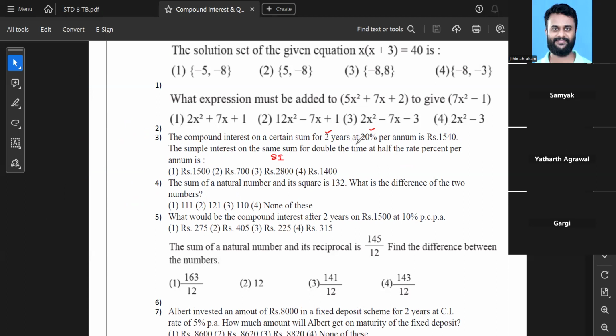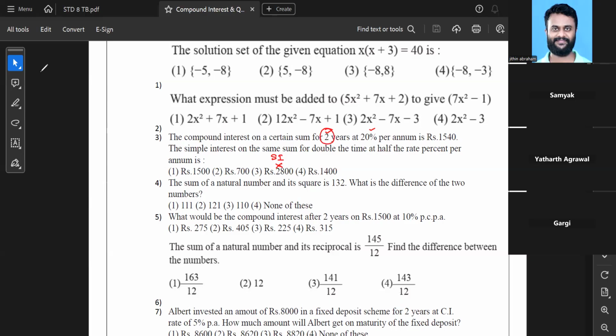Basically, their question is to find the difference between compound interest and simple interest for two particular years. Now, in this case, obviously, there is one method of solving and trying out, but I'll give you a very simple method. First of all, what they are asking is how much is the simple interest. Now it's a simple thing: if the compound interest is 1540, then the simple interest will be less than 1540, which means you can directly eliminate 2800. Right? Secondly, the difference between compound interest and simple interest will be very less because this is only a 2 years time period.